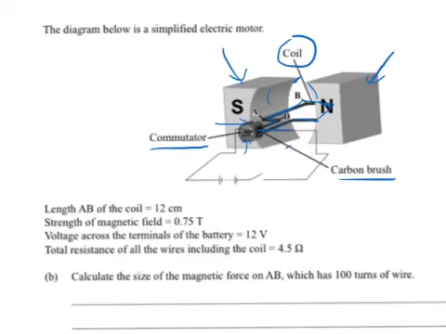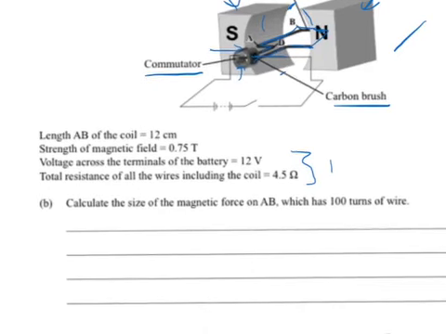So we've been given the length of the coil, AB, so that's one side. We've got the strength of the magnetic field, we've got the voltage across the terminals of the battery, and the total resistance of the wires. So that's going to help us to calculate the current, which we won't jump ahead of ourselves too much, but that's going to be part of it.